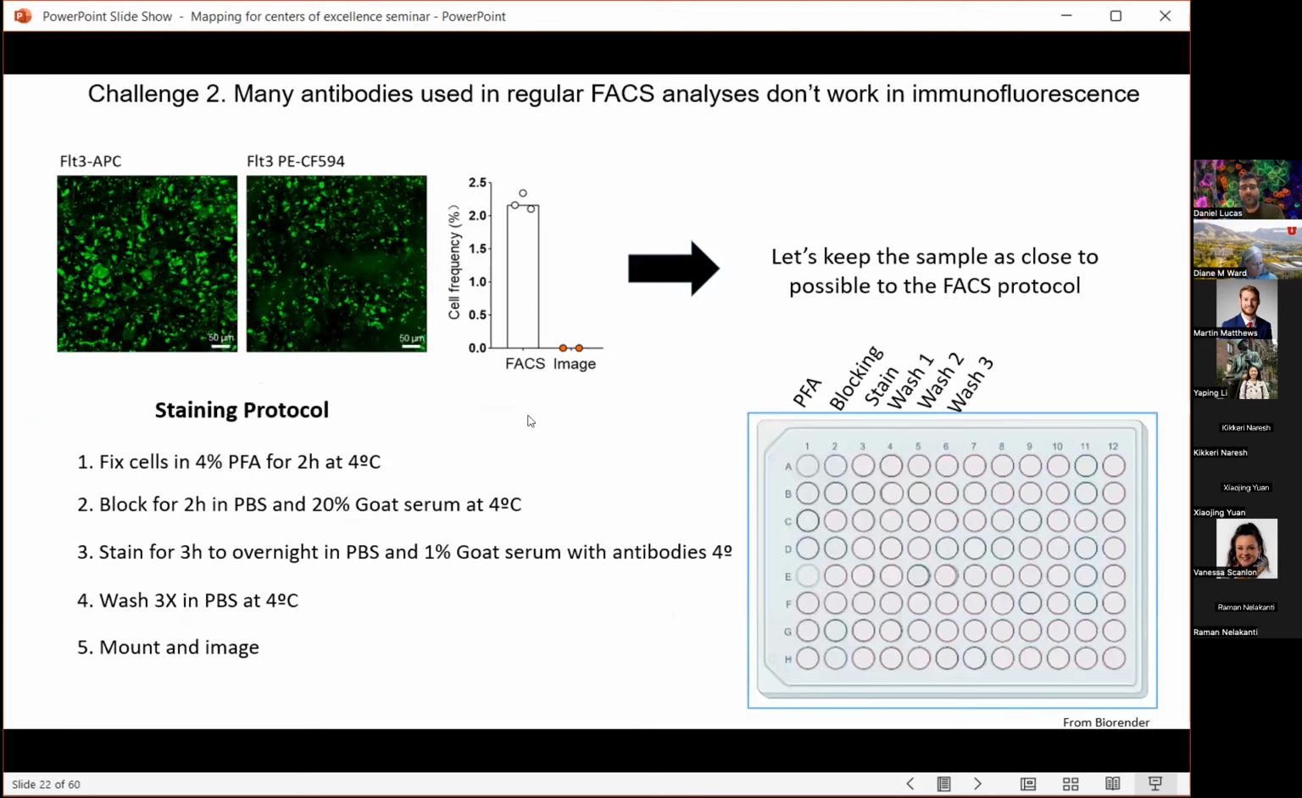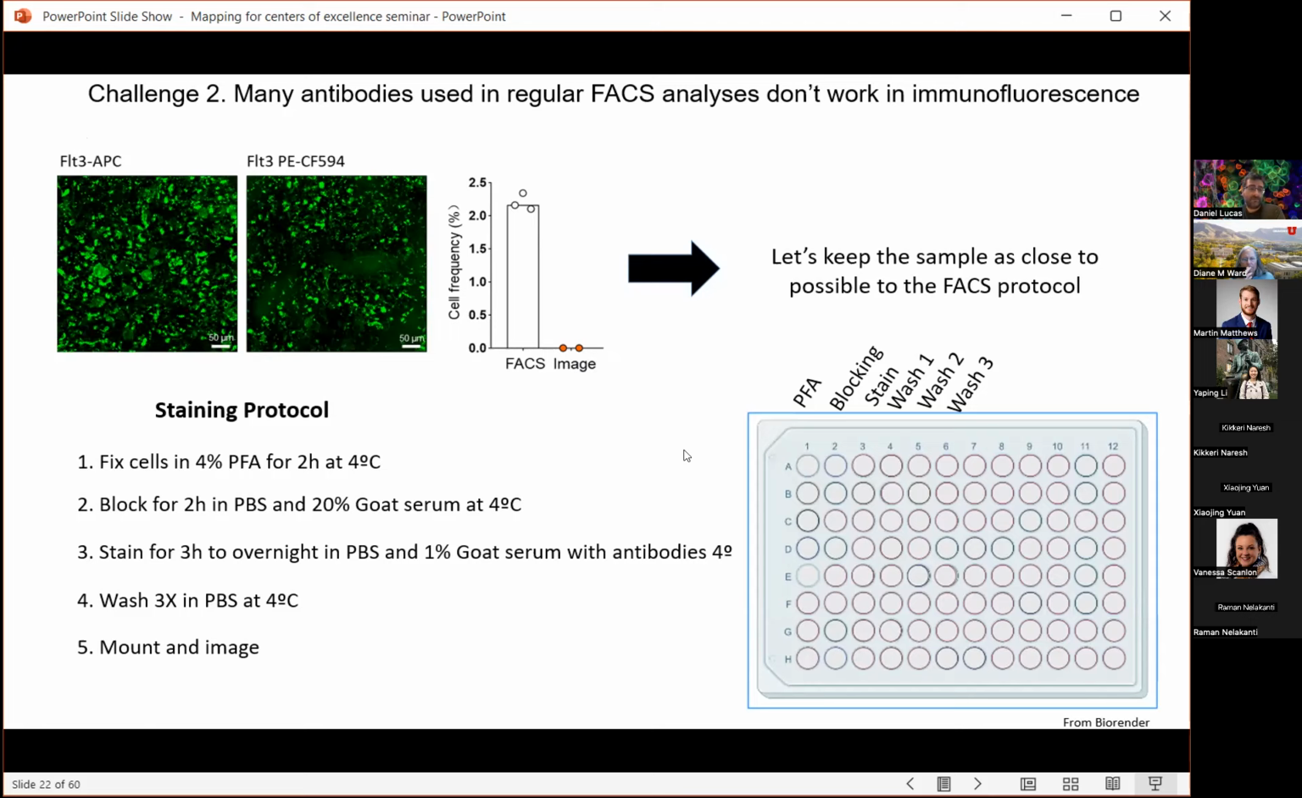And this is going to do a better job of preserving the epitopes. And this is a major problem because, as you can see here, this is the bone marrow stained with anti-FLT3, either using a PE or a CF594 conjugated antibody. And you can see that whereas 2% of the cells would be positive by FACS, by imaging, the specific signal is very low. So there is a need to preserve epitopes.